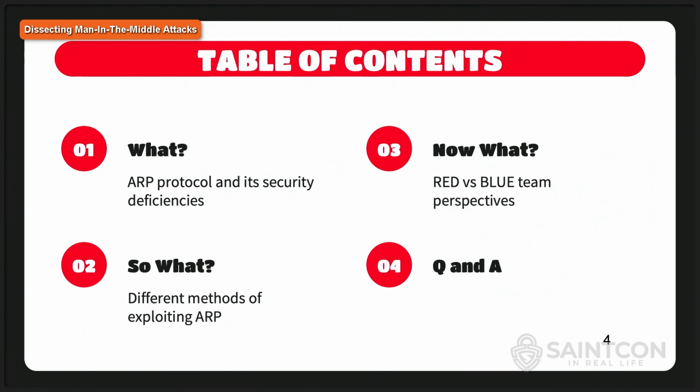Okay, so the structure of the presentation I want to split into 4 different parts, actually 3 main sections, and then questions and answers at the end. I'll start with the what section, in which I'm going to explain the ARP protocol and the security deficiencies that come with it. That's basically just going to be more of an intro into the problem that creates man-in-the-middle possibilities. And then the so what section: now that we know how to exploit ARP, what are different methods of running man-in-the-middle attacks. And then the now what section will be what I'm going to conclude with. I'll share some red team versus blue team thoughts.